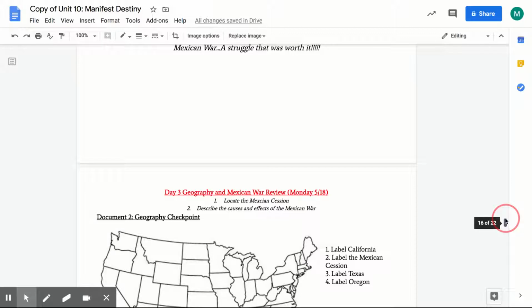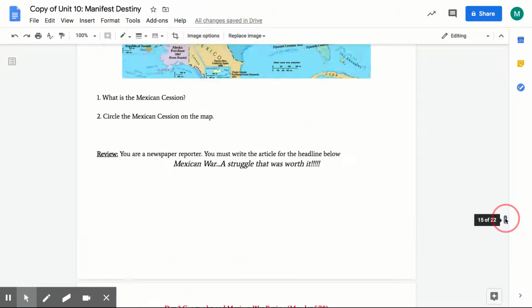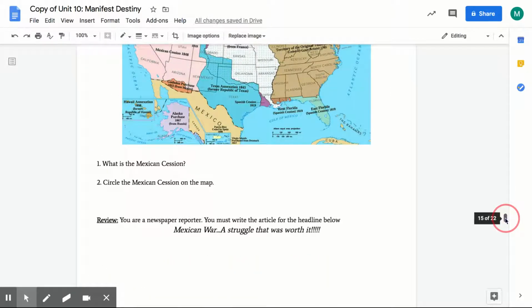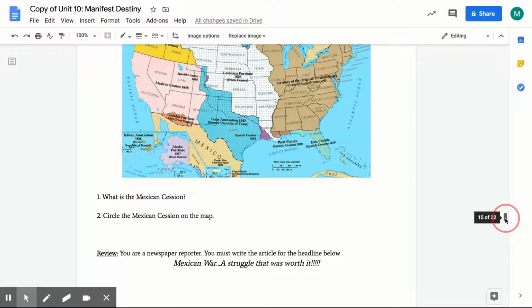Monday, we're going to review the Mexican War even further. So if you're still confused about the Mexican War after today, no worries. Monday we'll hit it again. But as I mentioned, this is Friday, so I want to make sure we go through all the need to knows that you should have for the week.